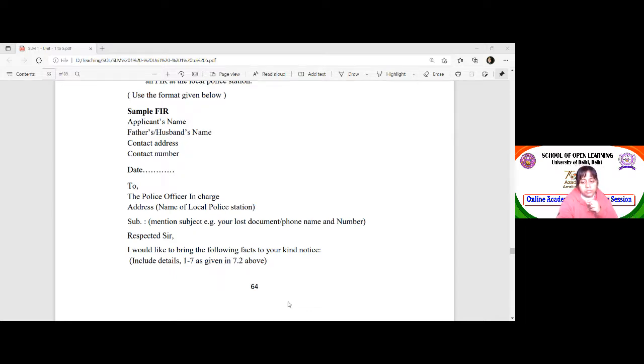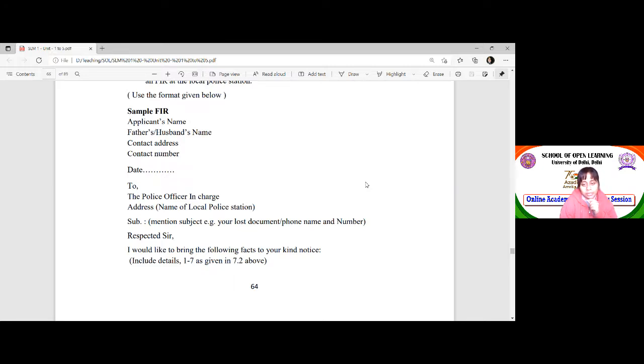Okay. So now what we will do is the FIR, like I said. The first question that I did answer is what is a first information report? First information report is the piece of recorded document that you are provided with, that you file when you go to a police station with a complaint.